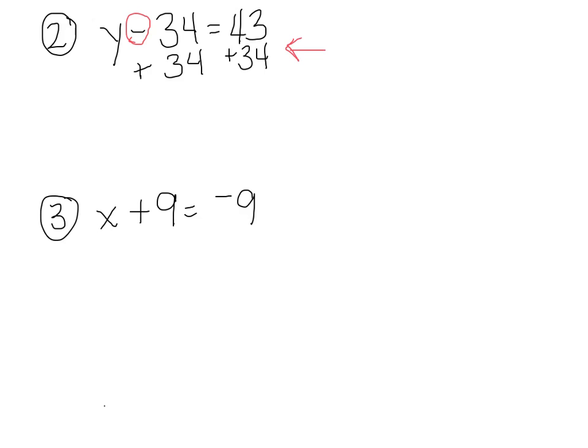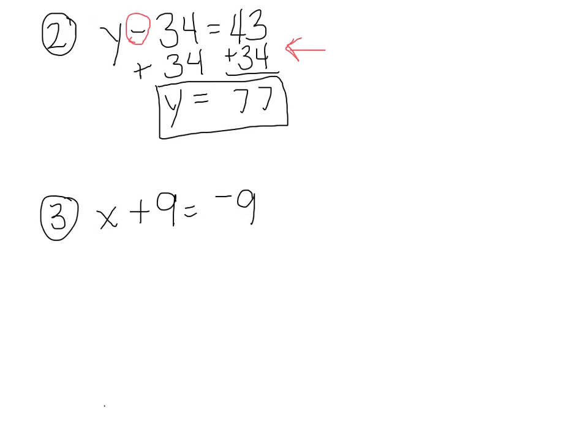If I have a negative 34 and I add 34, my answer is going to be 0. So y is left by itself, which is our goal. 43 plus 34, if I add that up, 3 plus 4 is 7, 4 plus 3 is 7. So my answer is y equals 77. Alright, let's go on to number 3.